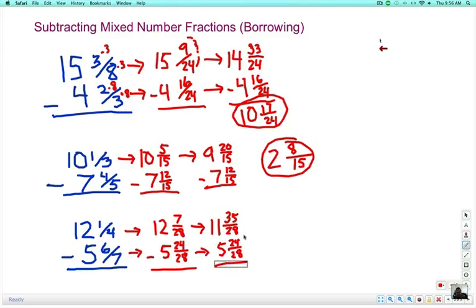Okay, getting a little messy here. Hope you can read that. 35 take away 24 is 11. 11 over 28. Now you can subtract the whole numbers. 11 take away 5 is 6. Okay, cannot simplify it. You're done. Hope you did well. Good job.